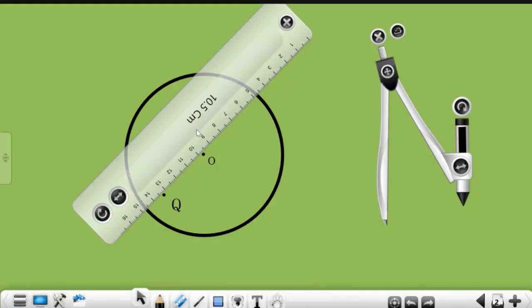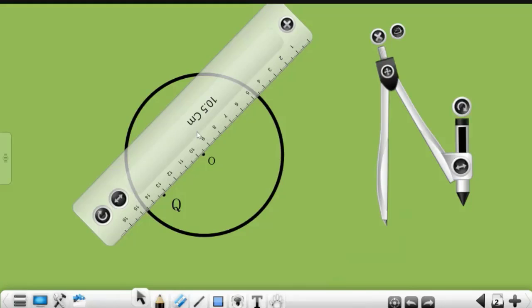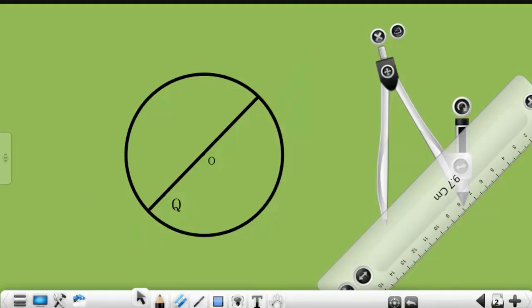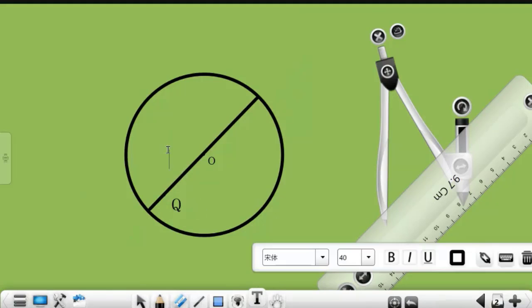Now can you hear me right? Everybody? Yes, okay. Connect the two points, and extend the line until it reaches the circumference. Just draw using your ruler. Make sure you use your ruler. Then that's it. That's your diameter. Then you can label it diameter here.